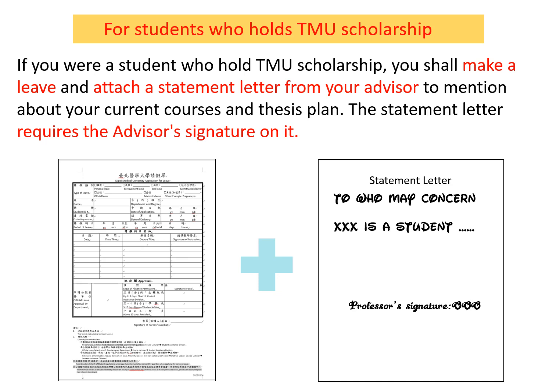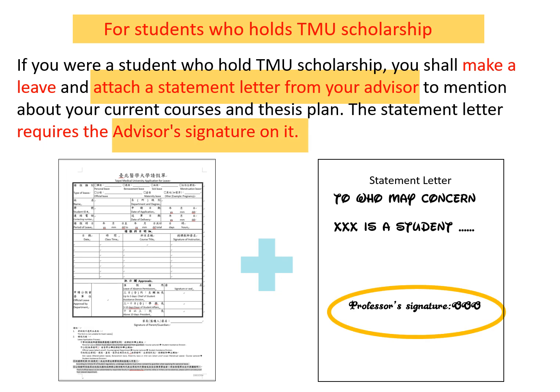For students who hold the TMU scholarship, if you are a student who holds the TMU scholarship, you should make a leave and attach a statement letter from your advisor to mention your current courses and the thesis plan. The statement letter requires the advisor's signature on it.